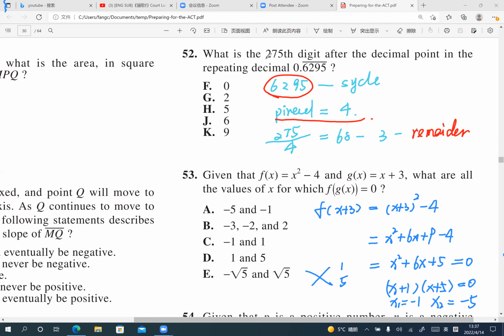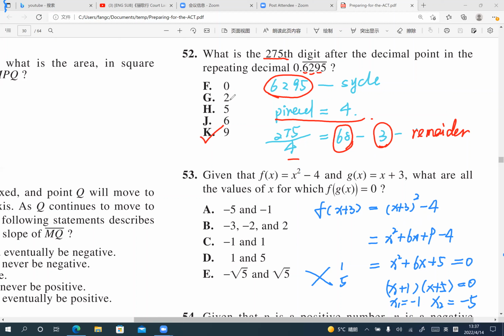So if we use 275 divided by 4, we get 68 cycles and the remainder 3, which means after 68 cycles, we should count another 3 digits. So 1, 2, 3. So we should choose option K, 9.